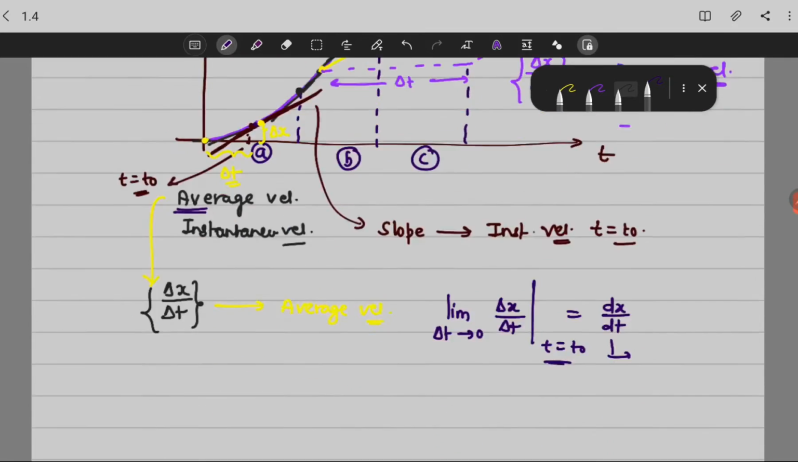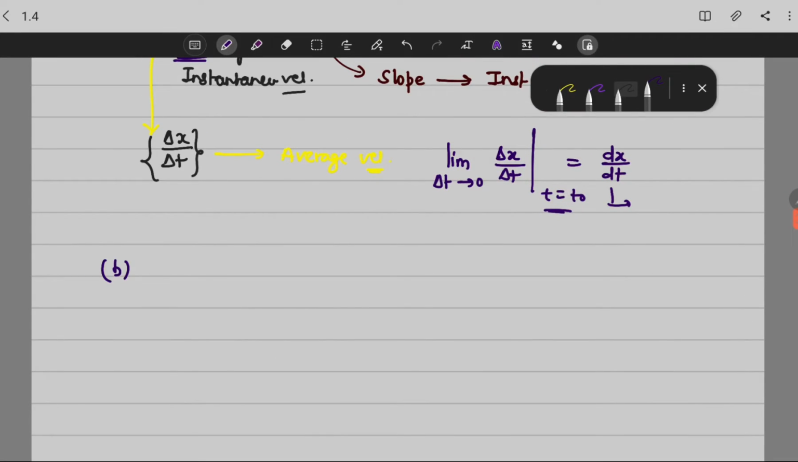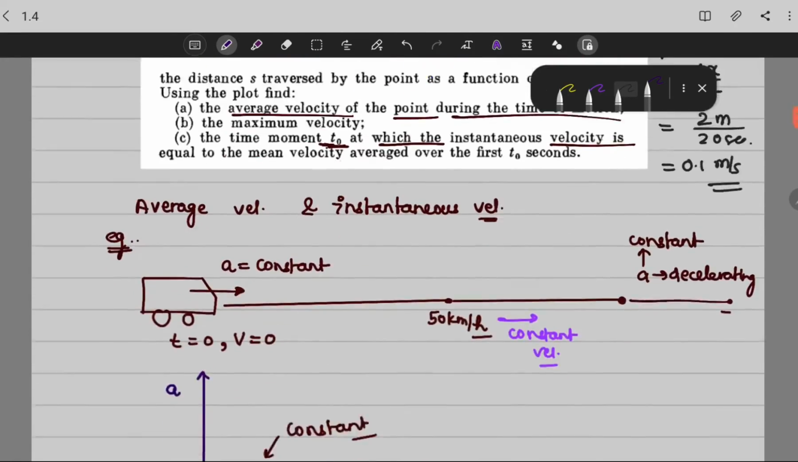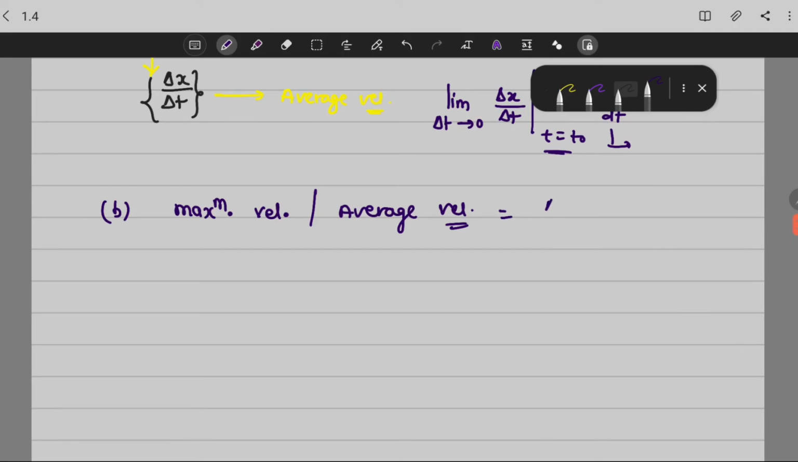Now we can write the B part. We can write the maximum velocity, or the average velocity, in that particular interval. Average velocity between which two instants? Let us say t is equal to 10 to t is equal to 14 seconds. So we can write delta x divided by delta t. Delta x is 1 meter, and delta t is 4 seconds. So we can write 0.25 meter per second. So this is our maximum velocity.